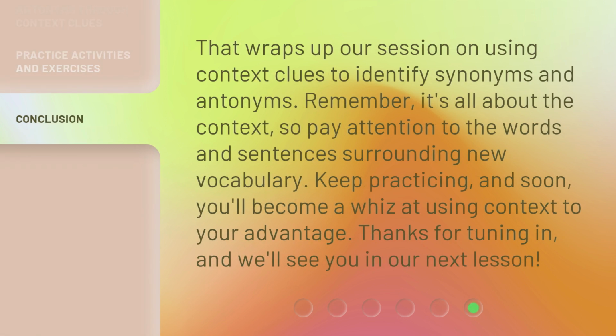That wraps up our session on using context clues to identify synonyms and antonyms. Remember, it's all about the context, so pay attention to the words and sentences surrounding new vocabulary.